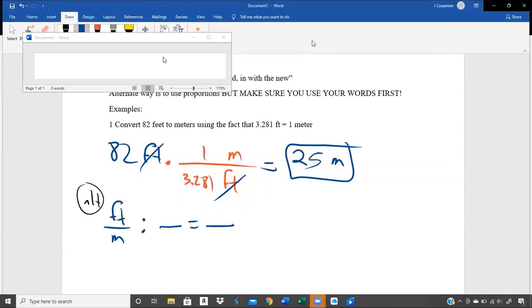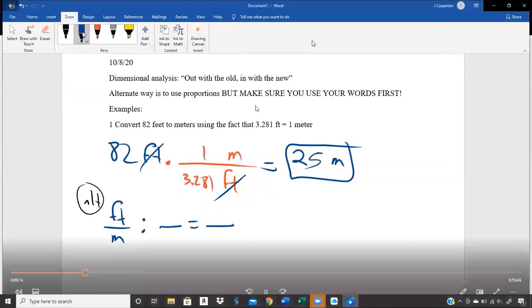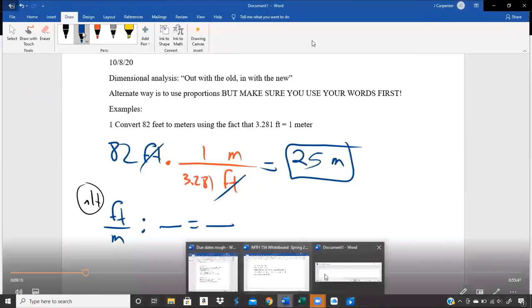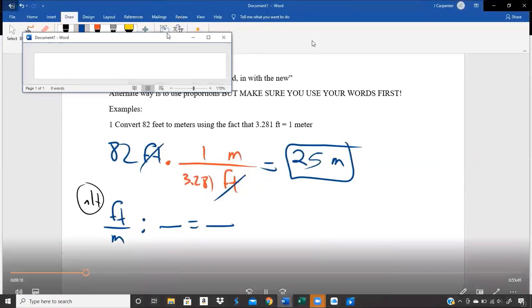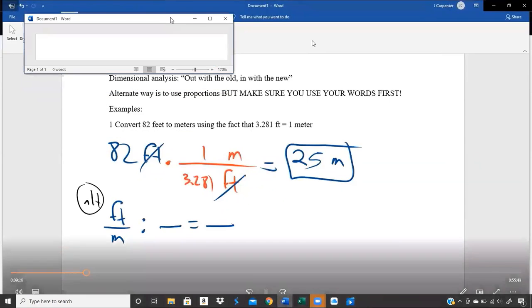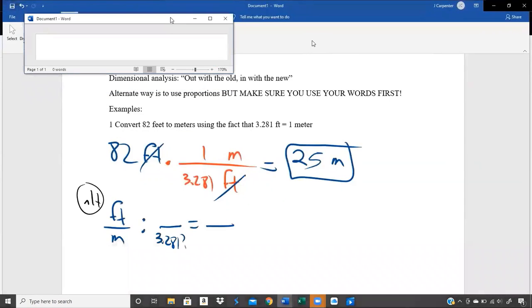All right, so one of these sides has to be the conversion equation, the fact that 3.281 feet is 1 meter. It doesn't matter if it's left or right side. So can I put the 3.281 in the bottom? Well, since I said meters go in the bottom, no, I can't.